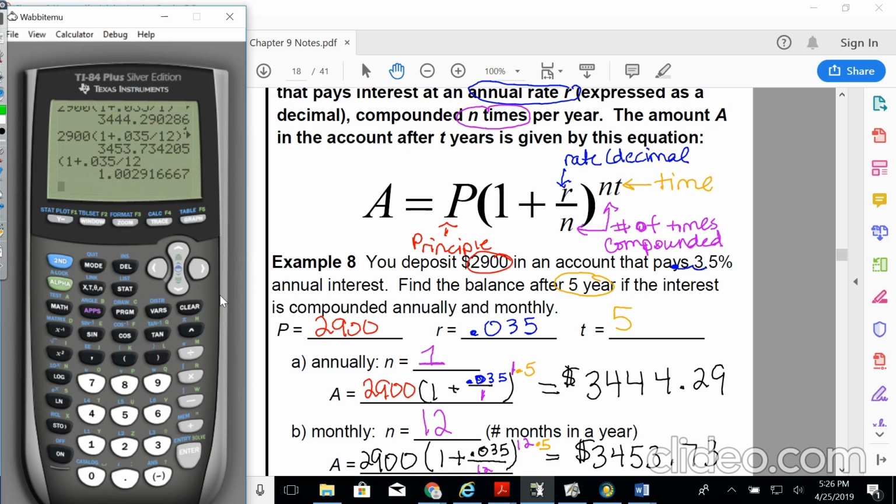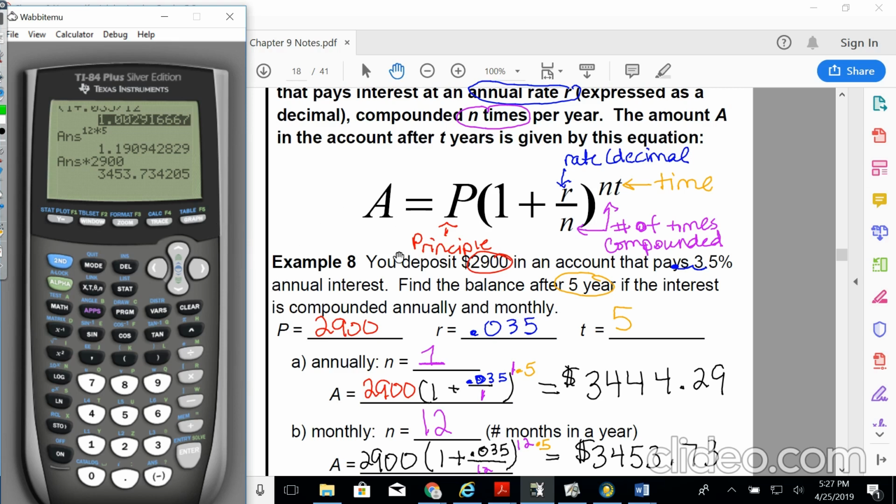So you can take that, and then yes, you can raise it to the 12 times 5, and then multiply it by the 2,900 if you prefer to do it that way. But it is important that you do not round the base, because the base rounded is going to round to 1 usually, and that's not going to make our answer different.